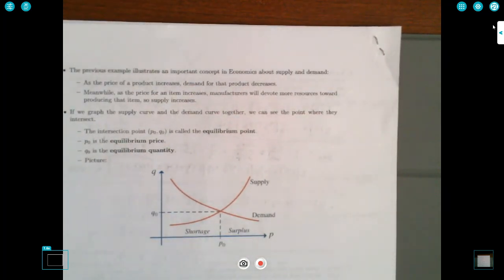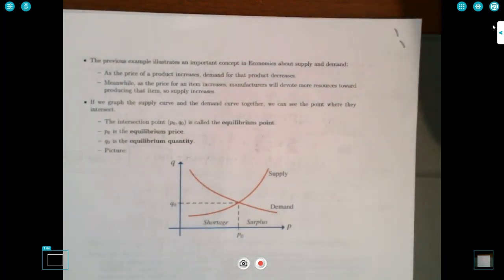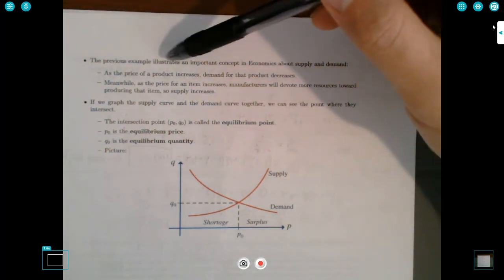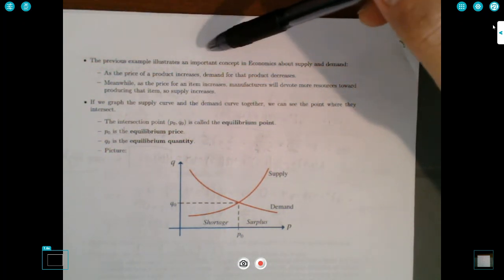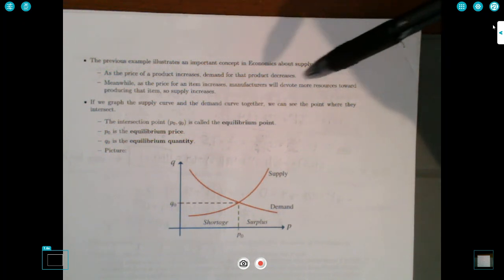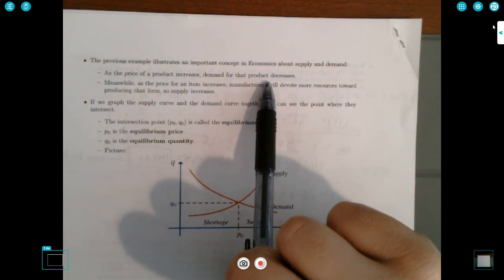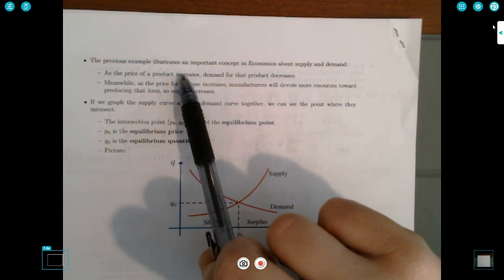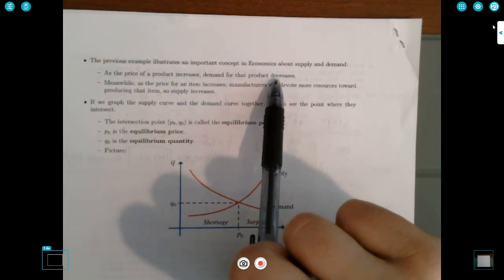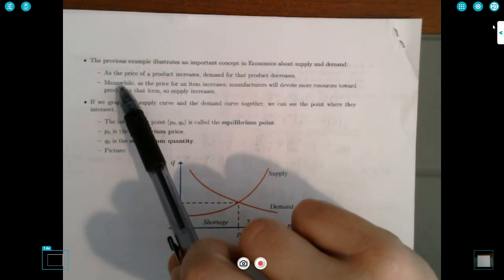Okay, so one last thing to say. I don't have any more examples to show you, but I think you'll have a couple problems in the homework that have to do with supply and demand. So the previous example illustrates an important concept in economics about supply and demand. As the price of a product increases, demand for that product decreases, right? If the price goes up, people don't want to pay that much, and so the demand's going to go down.